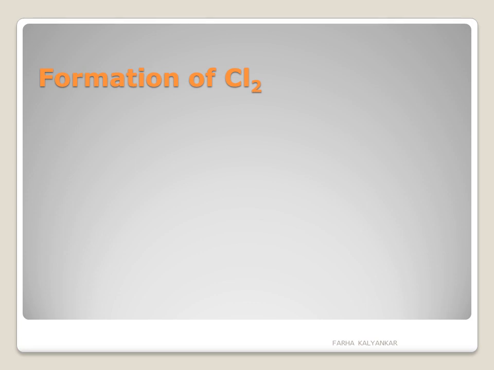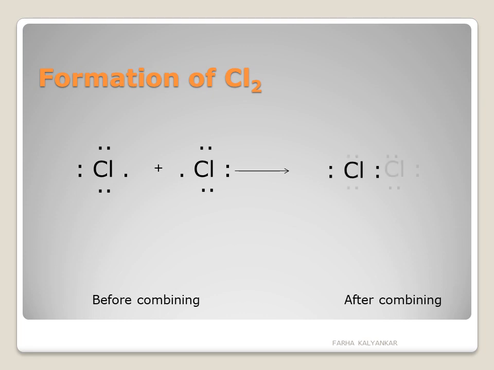Formation of chlorine molecules. Before combining, I am having two atoms of chlorine with their respective valence electrons. After combining, each atom of chlorine tries to complete its octet by sharing a pair of electrons. It can also be represented by two chlorine atoms separated by a dash.